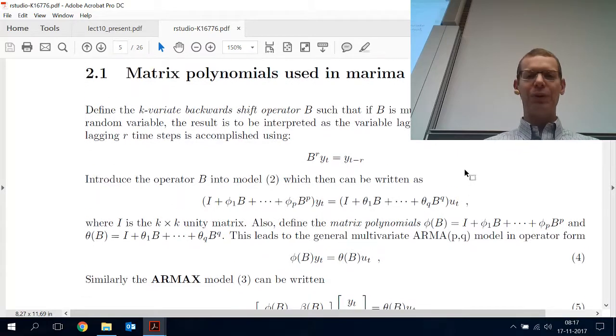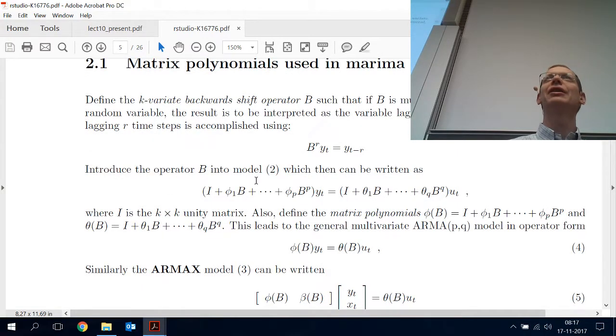Now, the operator form that we'll use here is exactly the same thing as we've done before. These phi's and thetas are just matrices, as for the multivariate model. As said before, I won't spend much time on that.